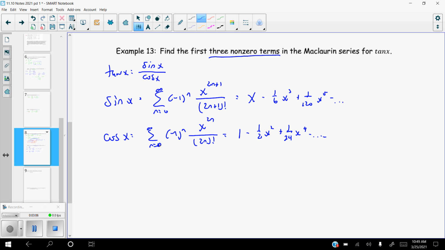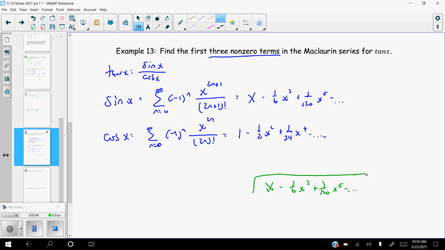So the unfortunate part about this is the only way to do this, because again, these are infinite polynomials, is to do long division. So we'll set up our division bar. So it's sine divided by cosine, which means that the cosine part goes on the outside, sine goes on the inside. So it's going to be x minus 1/6 x cubed plus 1 over 120 x to the 5th, and so on. And the good news is we won't need to go any further than that.